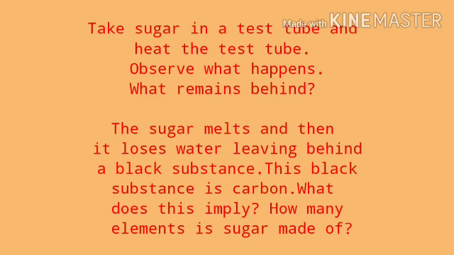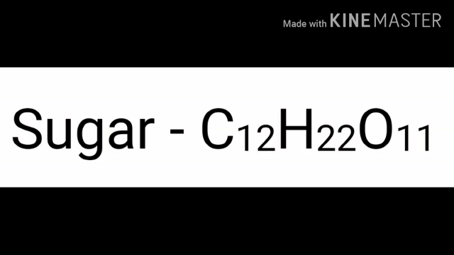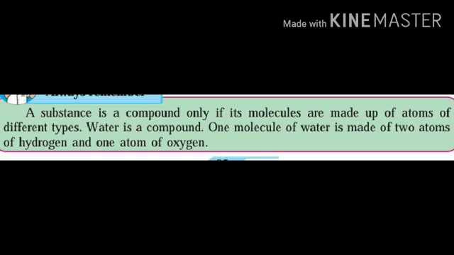And what does this imply? How many elements is sugar made of? Sugar is sucrose. A molecule of sugar is composed of 12 atoms of carbon, 22 atoms of hydrogen and 11 atoms of oxygen. So this is the molecular formula of sugar, C12H22O11. So sugar is a compound made from these three elements, that is carbon, hydrogen and oxygen. Always remember, a substance is a compound only if its molecules are made up of atoms of different types.